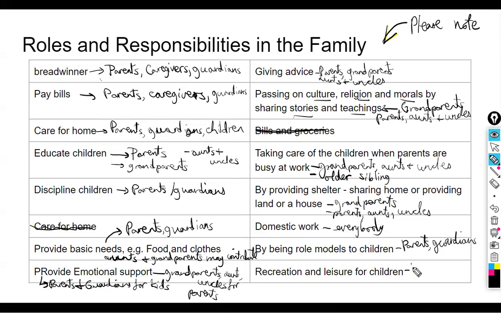Recreation and leisure for children. So this is everybody but the child, right? So parents, grandparents, aunts, uncles, maybe even older siblings. So sometimes in the paper too, you could get questions like, what are two things the child might be responsible for? Who is responsible for paying bills or what have you? So you have a list of things to choose from, right? I'm giving you 2 minutes to write and then I'm going to check in.